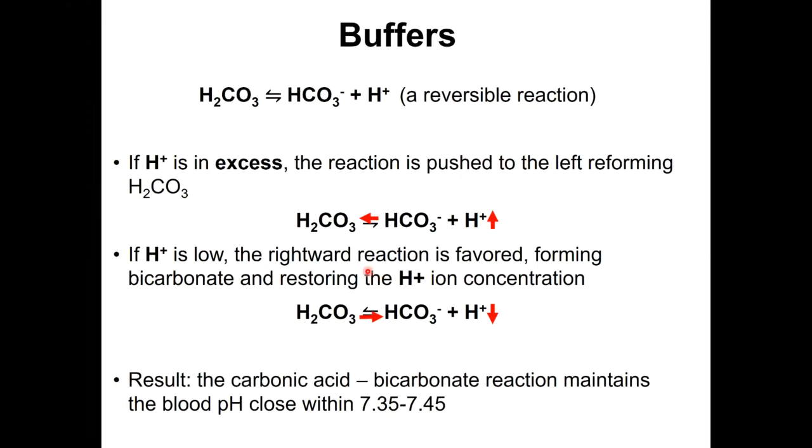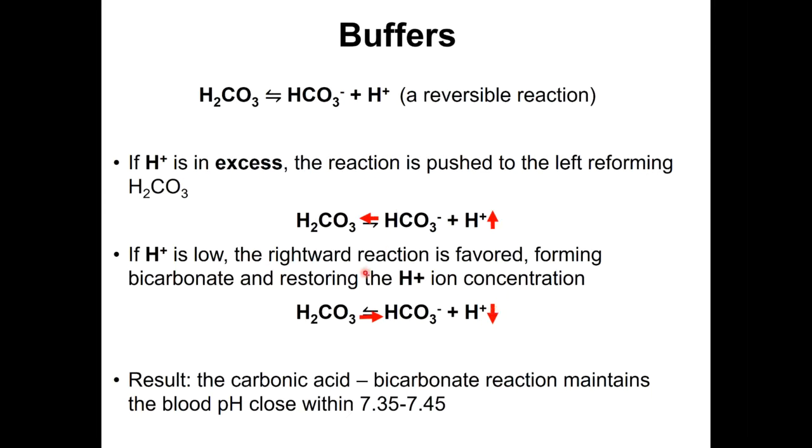The opposite happens if a base is introduced in your blood. At this point, the proton concentration will go down. This would lead to an increase in pH, but this is compensated by more carbonic acid converting into bicarbonate. And when it does that, it releases protons, which compensate for the protons that were removed by the base. By doing that, the concentration of protons will be kept stable, and therefore the pH will be kept stable.